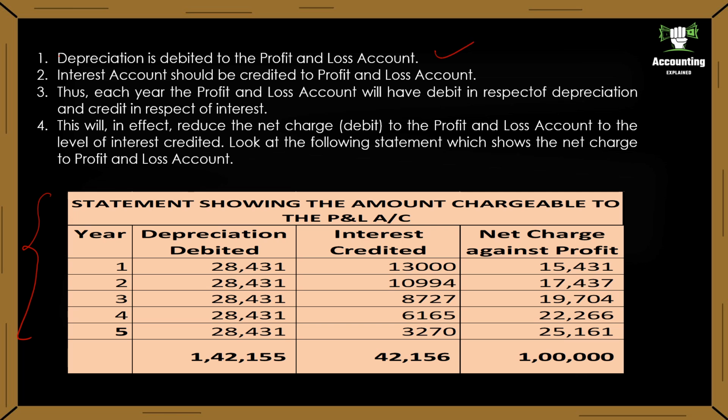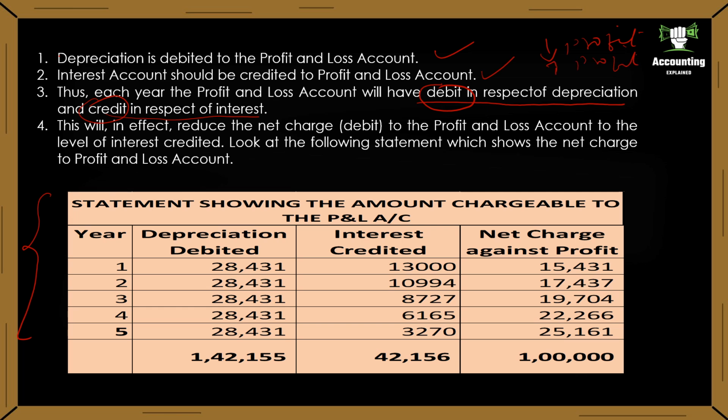First, let us see. Depreciation is debited to the P&L account. We all know depreciation is going to be debited to the P&L account. Similarly, interest account will be credited to the P&L account. Thus, each year profit will have debit in respect of depreciation and credit in respect of interest. We all know that if there is a debit in the P&L account, it is going to reduce the profit. Similarly, if there is a credit in the P&L account, it is going to increase the profit.